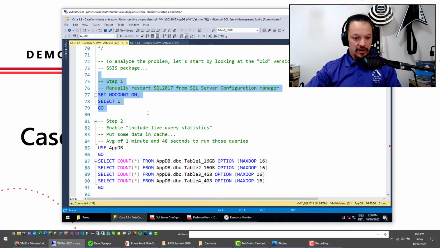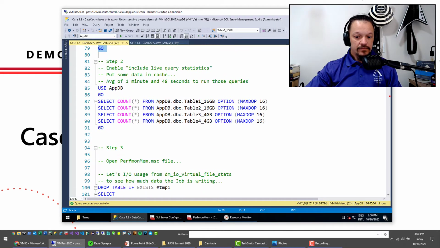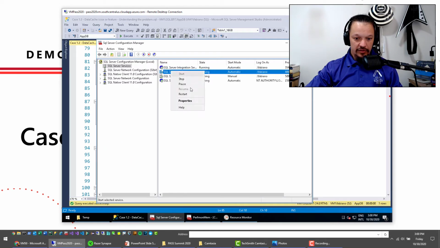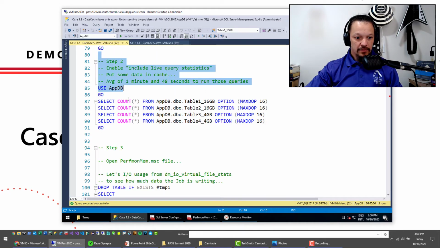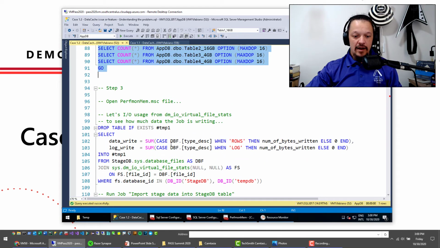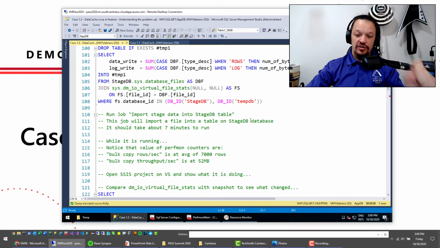And I just want to highlight one thing. I read it again. Let me restart this to start with the cold cache. And here's what I'm doing. Let me include the actual live query. I will populate the buffer pool data cache again. And now I will run the old version of the package, the one that inserts the data into the StageDB table, not into the TempDB table.